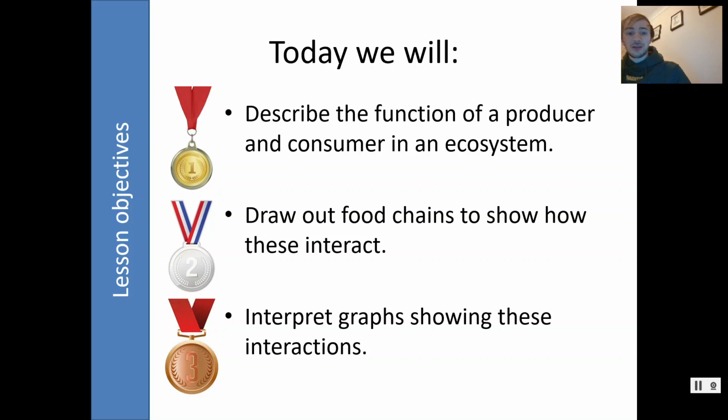So what I need you to understand is how a food chain works, to be able to draw a food chain accurately, how a food web works, and to be able to analyse a food web accurately. Hopefully that's all very clear to you. It's not difficult at this point.